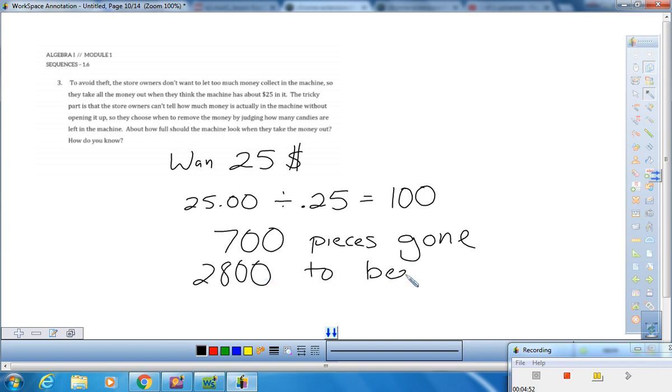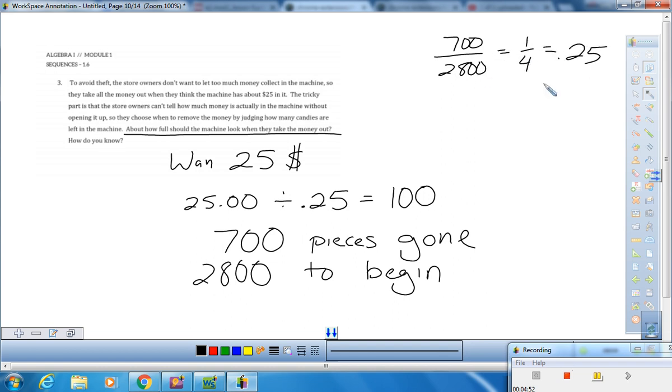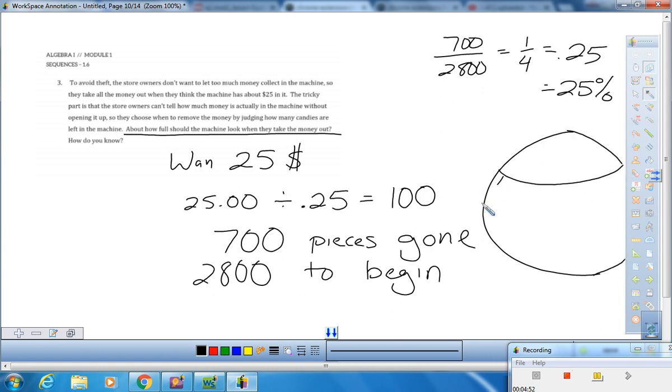What are they asking for? About how full should the machine look when they take the money out? Well, what's 700 out of 2,700? Well, that's about a fourth. Or if you just put that in your calculator, it's about 0.26, or it's about 25%. So when it is about 25% empty, we should cash out.